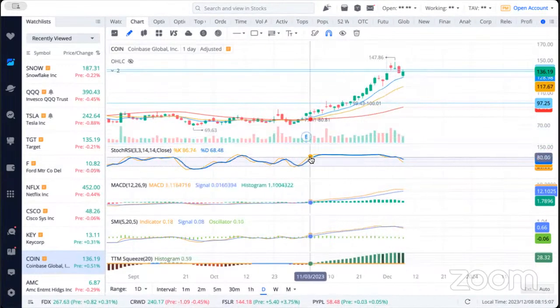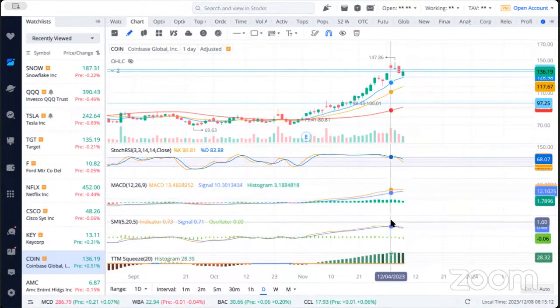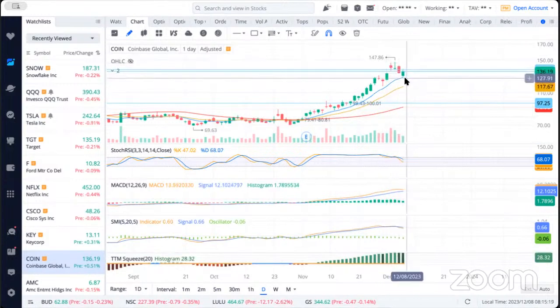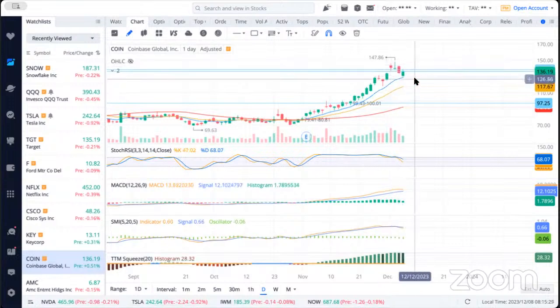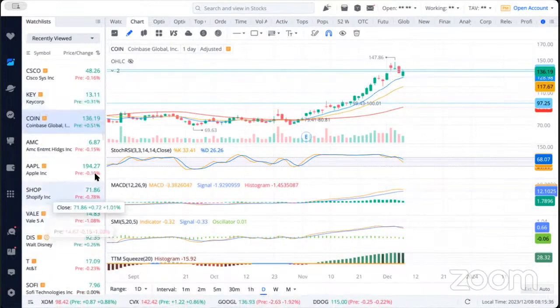Volume starting to taper off. We're way overbought, so we got some room to come down. MACD looks like it wants to cross. SMI's already crossed, and TTM squeeze is starting to cool off. I think it's a gamble, but the probability states that cooling off is more probable than continuation to the upside. So I like this one for a push to 130 over the next coming weeks, maybe 125 if we get some bearish news, some sort of crazy news with crypto or something like that.